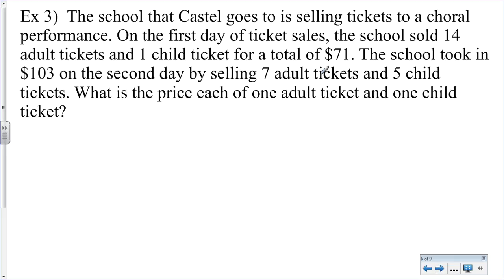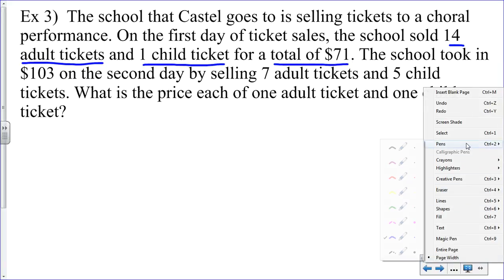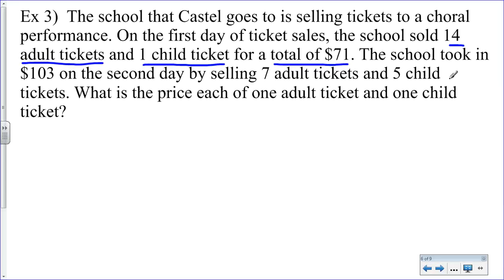So example 3 says the school that Castile goes to is selling tickets to a choral performance. On the first day of ticket sales, the school sold 14 adult tickets and 1 child ticket for a total of $71. On the second day, the school took in $103 by selling 7 adult tickets and 5 child tickets. Okay, we're going to find the price of each adult ticket and child ticket.